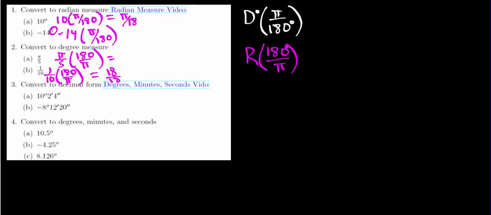And notice, sometimes it throws people that there's 1/10 instead of, there's no pi in there. It's not like pi over 10. Well, that's okay. Radians don't have to have a pi symbol in them.